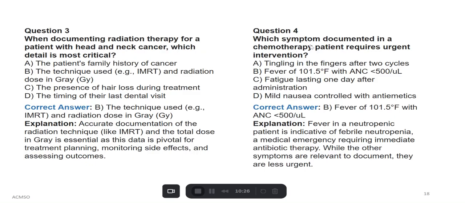Question 4. Which symptom documented in a chemotherapy patient requires urgent intervention? A. Tingling in the fingers after 2 cycles. B. Fever of 101.5 degrees Fahrenheit with ANC less than 500 per µL. C. Fatigue lasting 1 day after administration. Or D. Mild nausea controlled with antiemetics. The answer is B. Fever in a neutropenic patient is indicative of febrile neutropenia, a medical emergency requiring immediate antibiotic therapy.